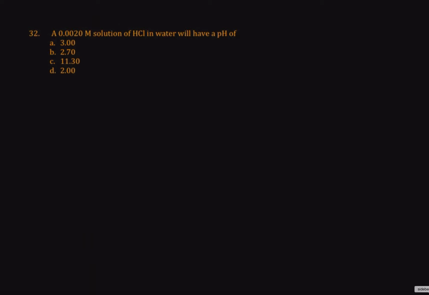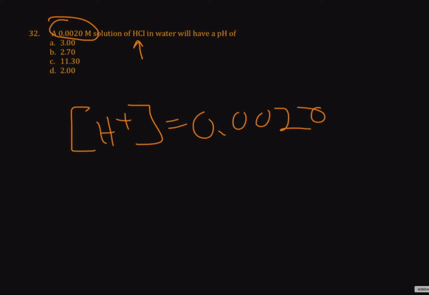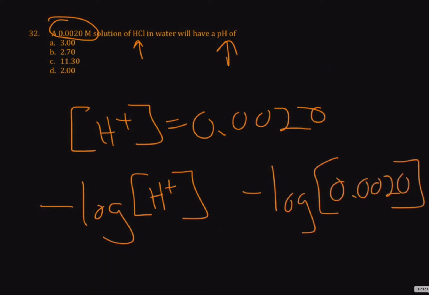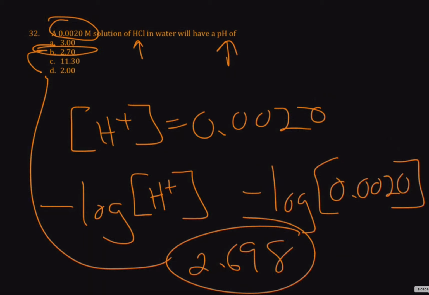What is the pH of a 0.002 molar solution of hydrochloric acid? Okay, so we've got hydrochloric acid, which has hydrogens. It's a strong acid, which means that we can use the concentration of the solution as the concentration of hydrogen ions, 0.002. And the pH is found by taking the negative of the log of the hydrogen ion concentration. So the negative of the log of 0.002 is 2.698. When we round that for significant figures, we get 2.7. So that would be the pH.